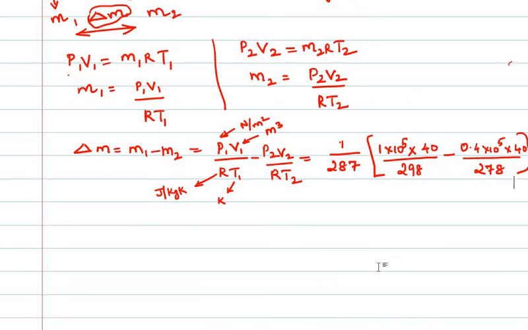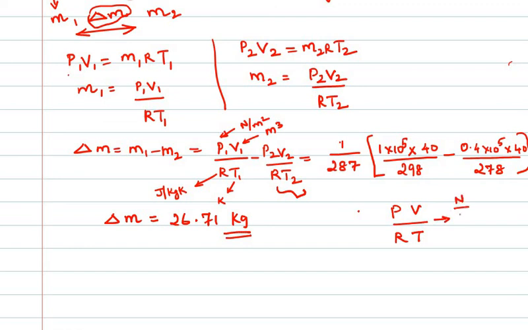So now if I solve this, I will be getting delta M is equal to 26.71 kg. So how this kg came, let us check. The mass will be having the units of PV by RT. So for pressure, the unit is Newton per meter square, and for volume we have taken meter cube. For R, the unit is joule per kg Kelvin, and for temperature it is Kelvin. So Kelvin gets cancelled, meter square and meter cube, there will be a meter here.